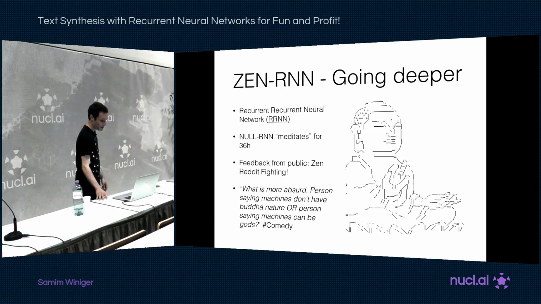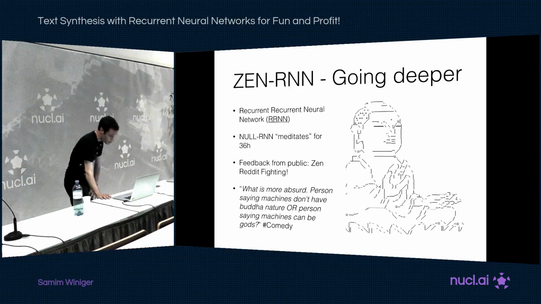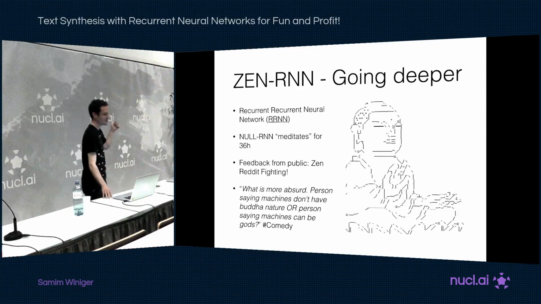And then, the best at the last, I posted ZenRNN on Reddit, because we all know how nice Reddit is, on the Zen subreddit, which you would think is full of very contemplative, beautiful souls. It took them about 5.5 minutes. The thread was 150 comments long in the end, and they had a bloody cat fight. One of the best quotes, I'm going to read you this: "What is more absurd, a person saying machines don't have Buddha nature, or a person saying machines can be gods?" I tweeted that on the comedy, because it's just Zen people, yeah, whatever.